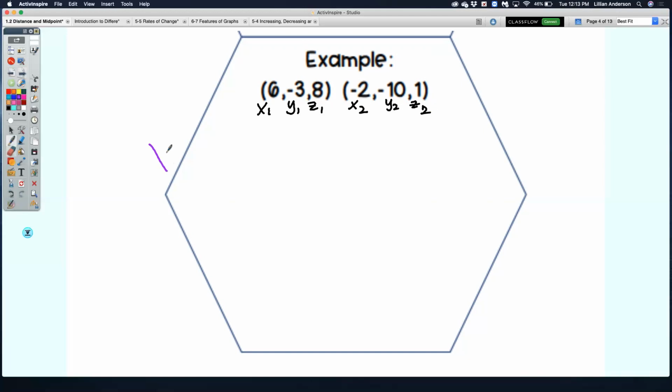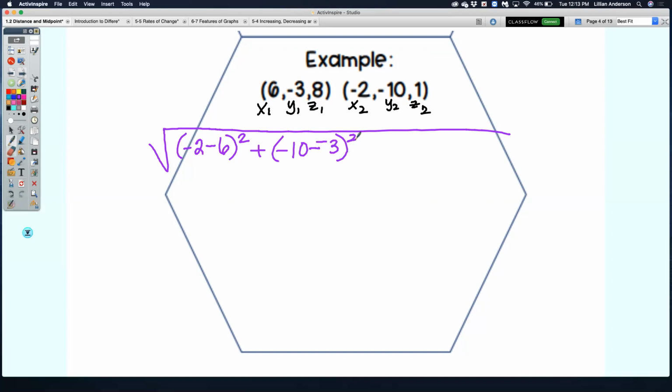So then all we do is just plug it into that formula. It is the square root of x2, which is -2, minus x1, which is 6. We square that. Then we add it to y2, -10, minus y1, which is -3, and we square that. And then again, to make it three-dimensional, because x and y was two-dimensional, z2, which is 1, minus z1, which is 8. That gets squared.